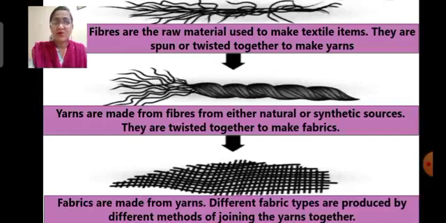And the topic was, what are fibers? Fibers are the raw materials used to make textile items. They are spun or twisted together to make yarns. Then we have seen the topic yarns. And what are yarns, children? Yarns are made from the fibers from either natural or synthetic sources. They are twisted together to make fabric. And then we have seen what are fabrics. Fabrics are made from yarns. Different fabric types are produced by different methods of joining the yarns together.